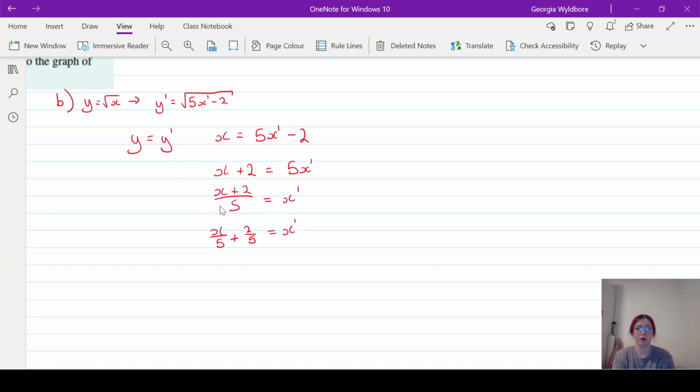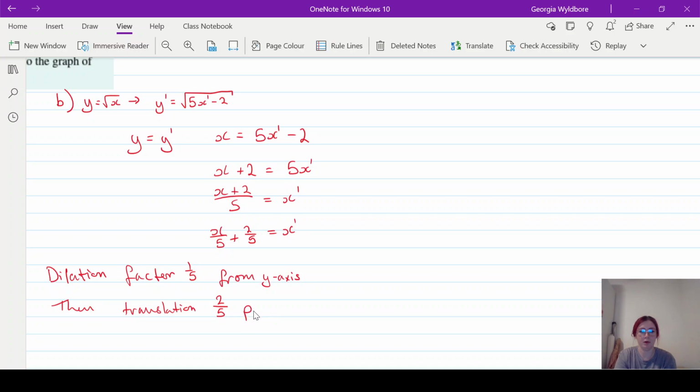There's been no transformations from the x-axis to the y-axis, so there's no dilation or reflection from the x-axis. What has happened here is that we've had a dilation of a factor of 1/5. So not a factor of 5, but rather a factor of 1/5 from the y-axis, because we've got x over 5 rather than 5x. Then we have a translation of 2 over 5 positive in our x-axis.